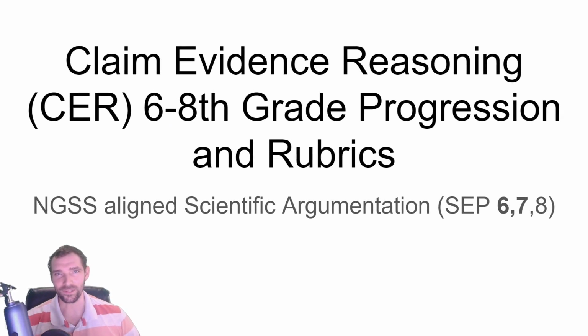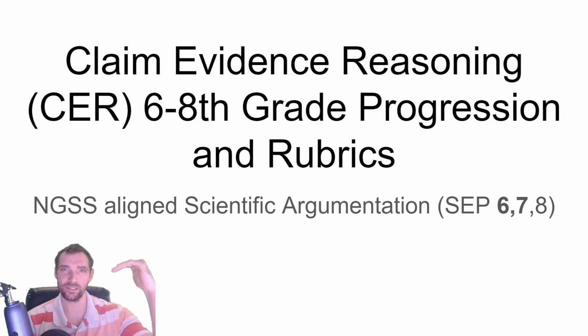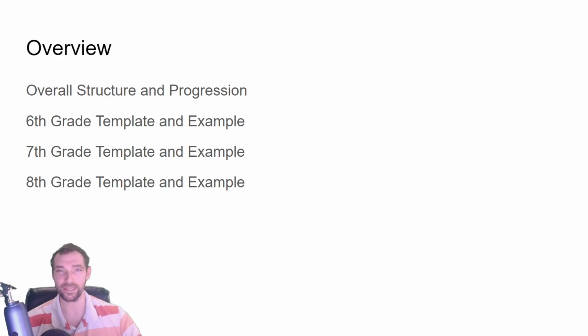Hi, my name is Andrew McLaren, and today we're going to be talking about claim evidence reasoning, also known as CER. And I want to show you a progression that you can do from 6th through 8th grade with very similar rubrics that have a similar layout, but harder expectations at 8th grade and easier at like 6th grade. So we're going to look at a couple templates and examples.